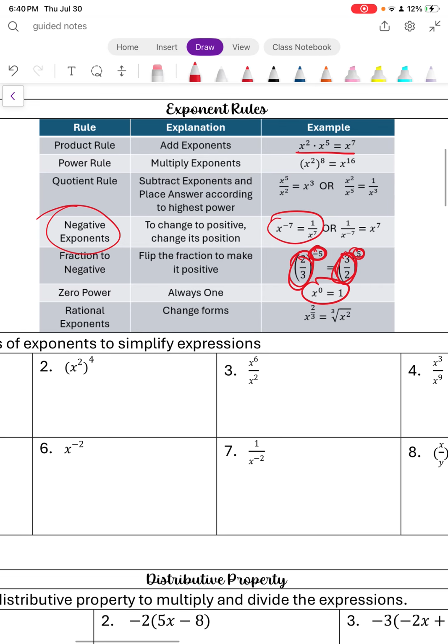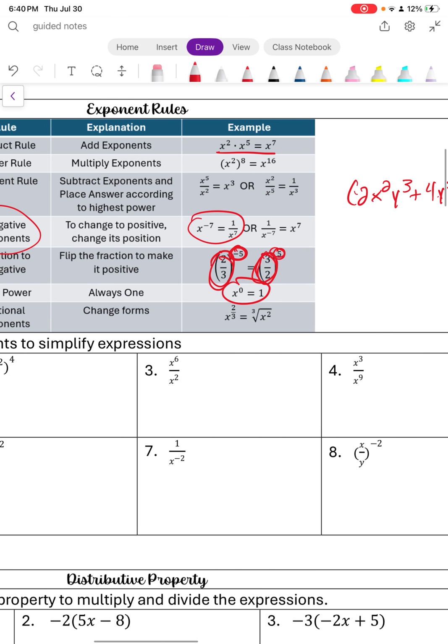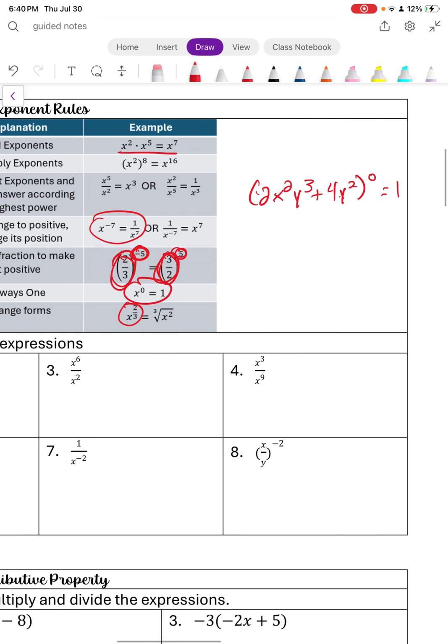Anything to a 0 power will always be 1. Example, even if you had 2x squared y to the third plus 4y to the 2nd, all to the 0 power, it's 1. Okay, and then the last one, we've done this one in other lessons, rational exponents. So x to the 2/3 power, anytime you have anything, let's do actually 16 to the 3/2. Anytime you have a number to a fraction power, or anything to a fraction power, it can be rewritten. The bottom number's a radical, so it'd be the 2nd root. You can put a 2 there if you want to, but that's understood to be a square root of 16 raised to the top power. So those can be rewritten in radical form.